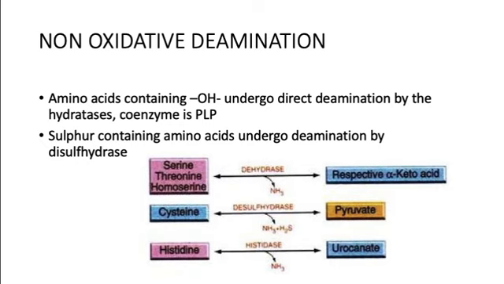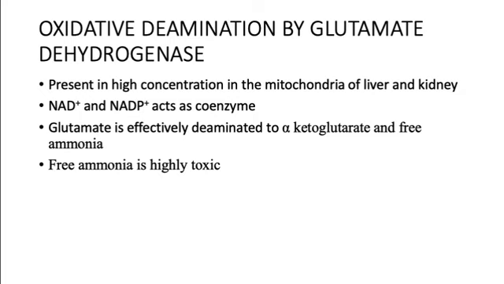So next we'll go on to the oxidative deamination by glutamate dehydrogenase enzyme. This enzyme is present in high concentration in the mitochondria of the liver and in the kidney. It is an enzyme which requires NAD and NADP as a coenzyme. Glutamate is effectively deaminated to form alpha ketoglutarate and free ammonia, and the free ammonia is highly toxic.